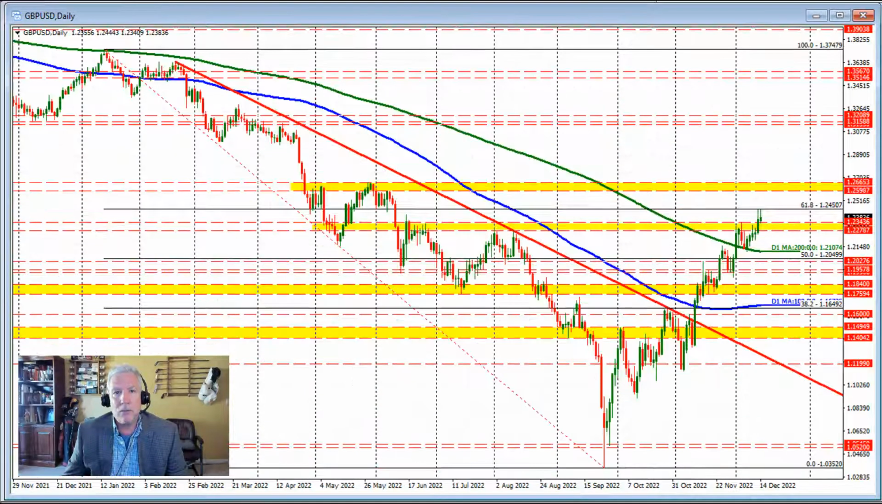Let's take a look at the sterling versus US dollar. For this currency pair, the pound sterling was trading at around 1.2431 going into the release, and we moved down to a low price of 1.2361. But as you can see, the price has moved back up, and we're currently trading at 1.2387.